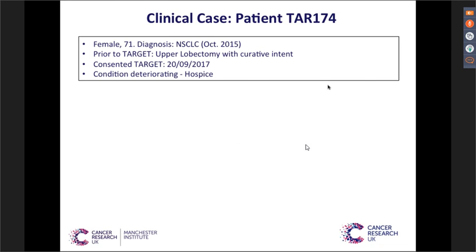So for my very last slide, I'll just give one example of a patient from part B. This is a 71-year-old lady that presented with non-small cell lung cancer in October 2015. She initially had surgery with curative intent, but unfortunately relapsed at the end of 2017. She was recruited to the target trial, but her condition was deteriorating and she was in a hospice.